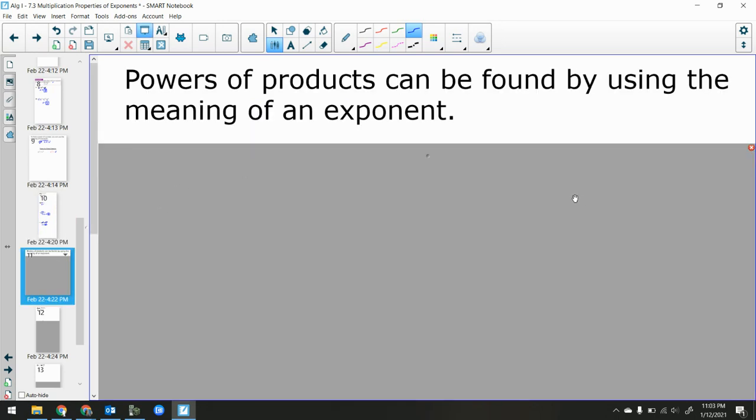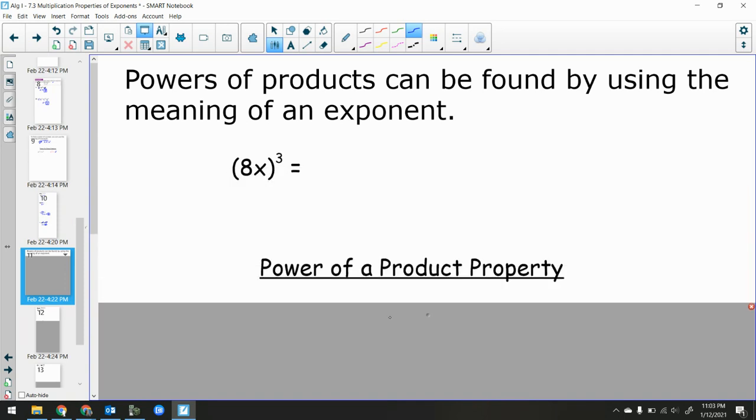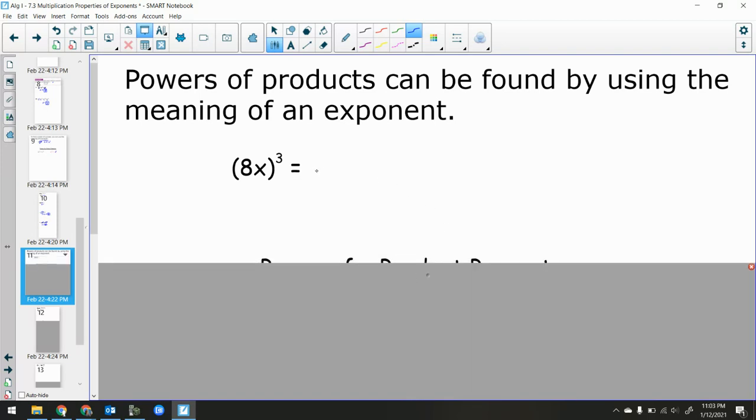Another property, the power of products. Okay, powers of products can be found by using the meaning of the exponent again. For example, here, if I've got 8x to the third, well, we just talked about what it means to raise something to the third power. You write it that many times in repeated multiplication. But isn't this all just multiplication, right? Isn't this whole thing multiplication? And can't I change the order and it's not going to affect the outcome?